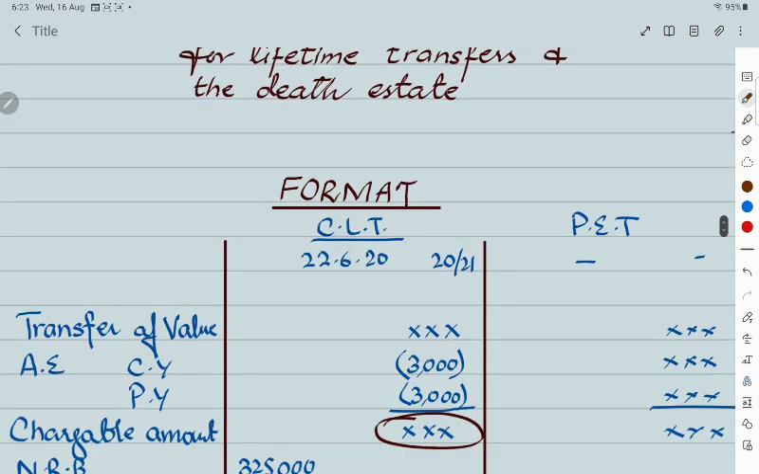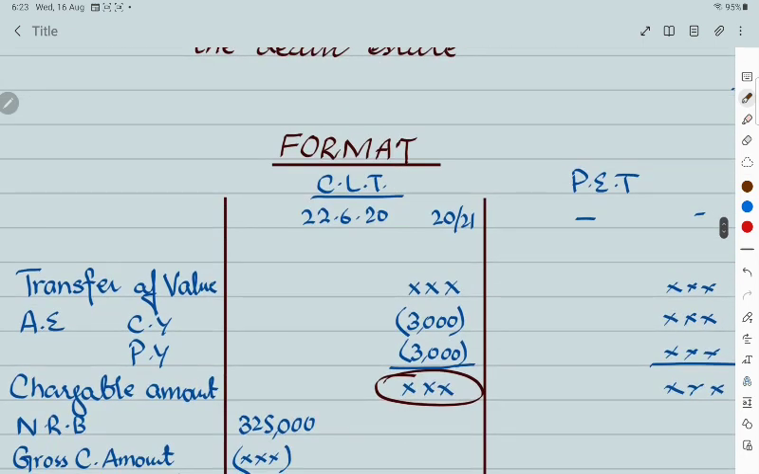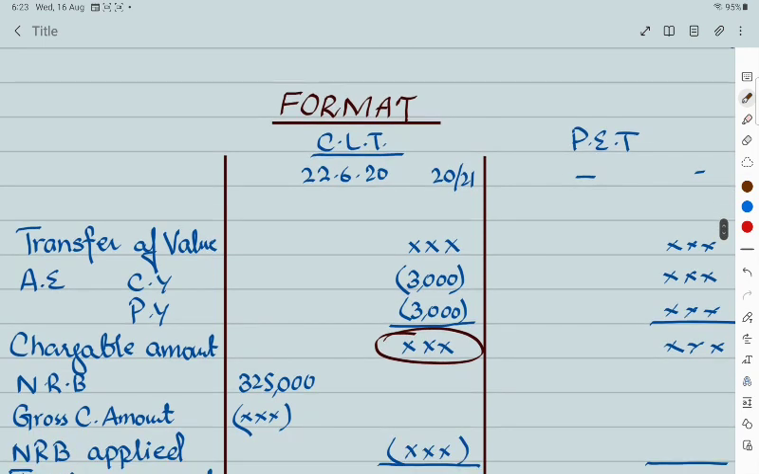Now it is about the format of presenting a question. If it is a chargeable lifetime transfer, first you have to consider the date of gift. If the date of gift is, let us say, 22nd June 2020, then from this date you have to identify that this is tax year 2021.